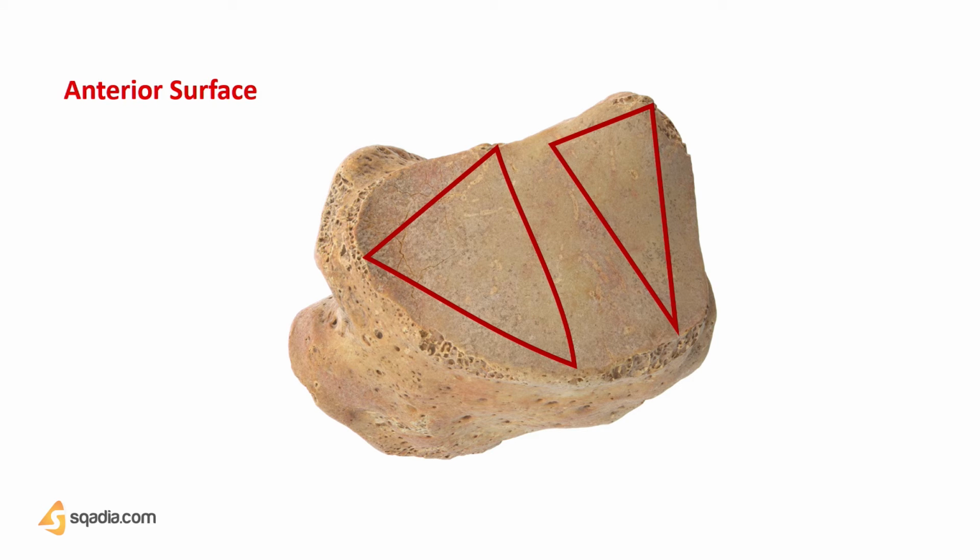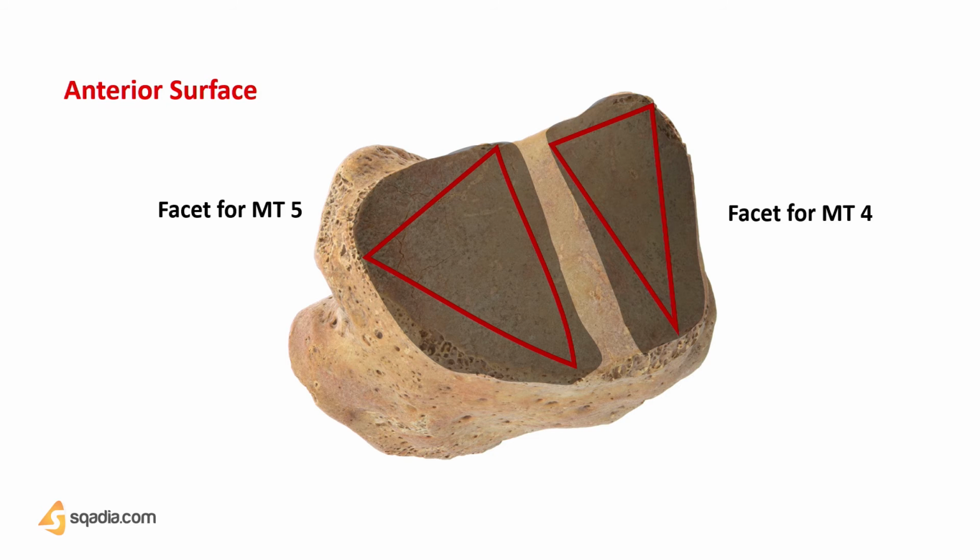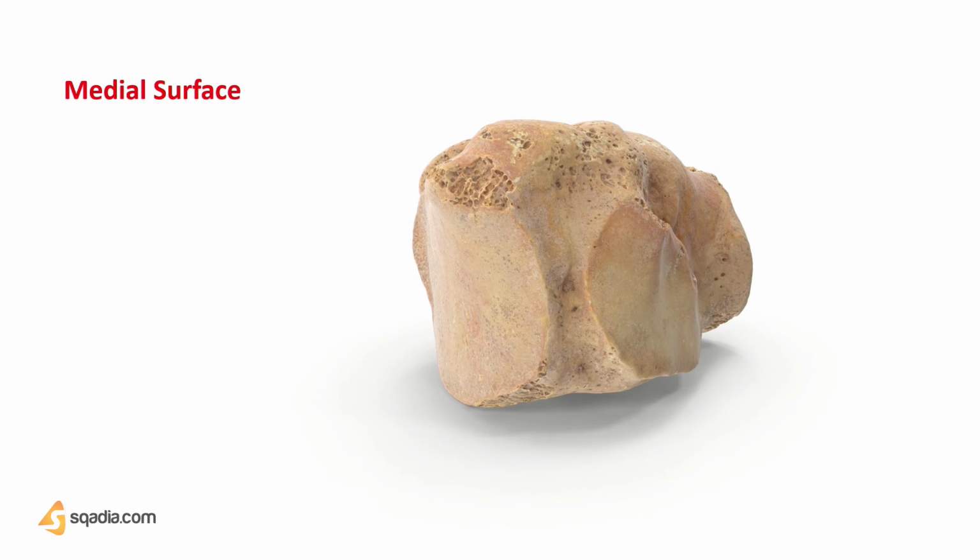It is divided into 2 vertical ridges. The first one is the medial quadrilateral ridge, which articulates with the fourth metatarsal, and the second one is the lateral, larger and more triangular, which is going to articulate with the fifth metatarsal bone. The medial surface is broad, irregular and quadrilateral in shape. A smooth oval facet is present at its upper part.